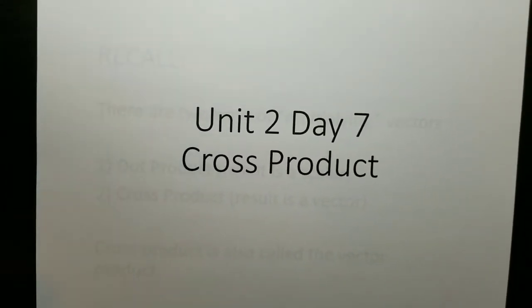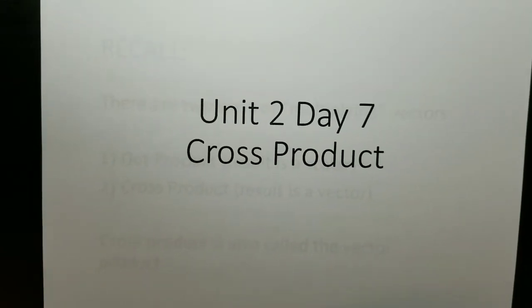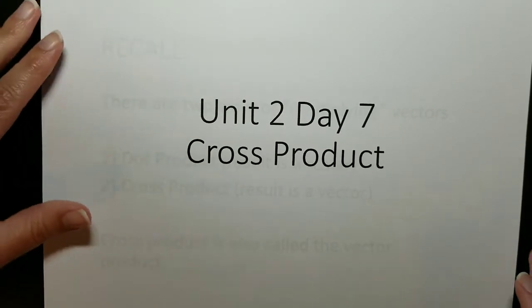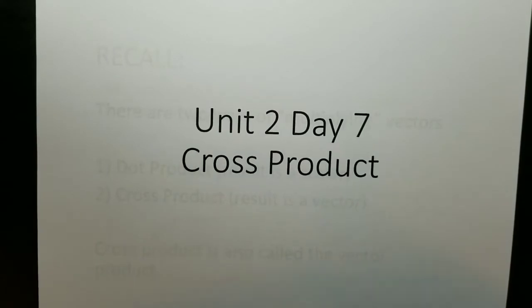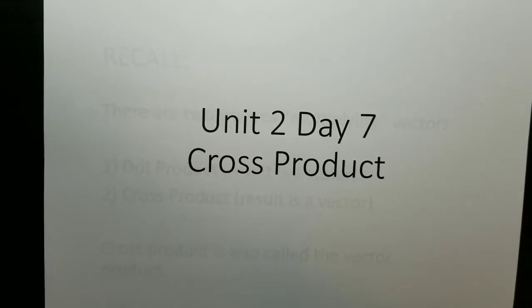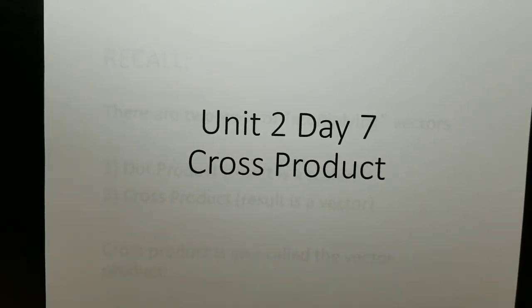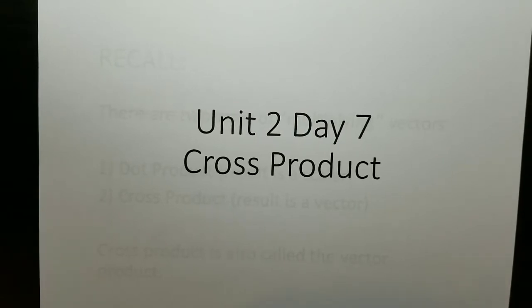Hi folks, we are on the Unit 2 Day 7 lesson, and in this lesson we're going to take a look at the cross product. If you remember from earlier in the unit, we talked about how there are two different kinds of multiplication of two vectors. The dot product, which is also called the scalar product because it gives a scalar as an answer, and the cross product that's sometimes called the vector product because the result of this one will be a vector.